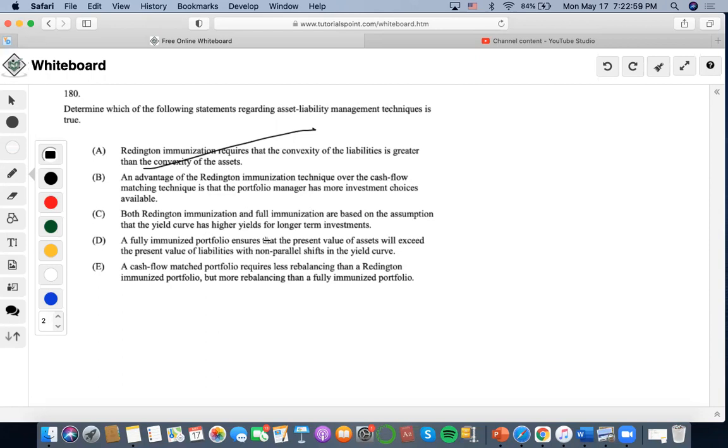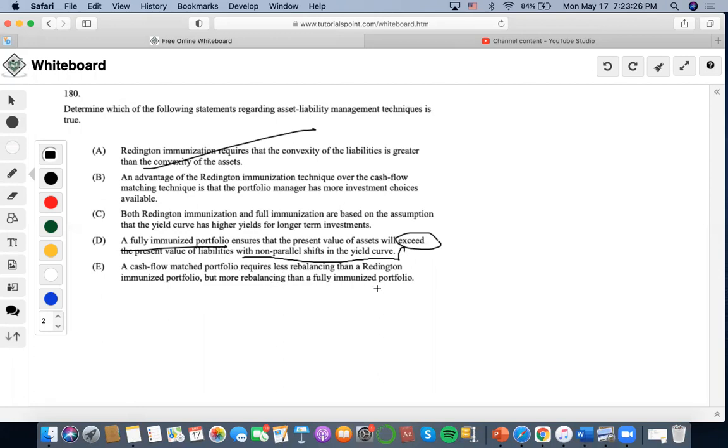A full immunization portfolio ensures that the present value of assets will exceed the present value of liability of non-portfolio. Well, this part of the sentence is unclear to me, but all I've learned most of the time is that we always want to ensure that present values are always equal to each other. So D is out.